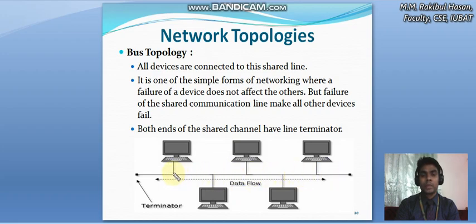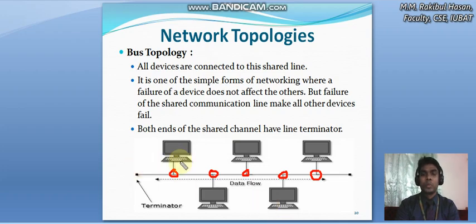And here we have a T-shaped connector. Okay, so here we have one T-shaped connector, here we have another T-shaped connector. This T connector will connect these devices. Right? And it is one of the simple forms of networking where a failure of a device does not affect the others. So this is the advantage, you can say. So if somehow one of your computers does not work properly, this network can still work.